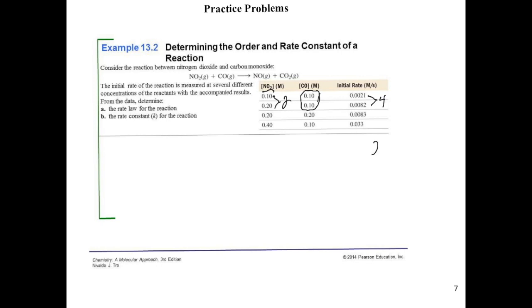The change is 2 squared. You change 2, and that 2 times 2 is 4, or 2 squared. So because the rate changed with the square of the change in reactant, we can conclude reactant NO2 is second order. Okay? So let's move on to the next page and continue this problem.